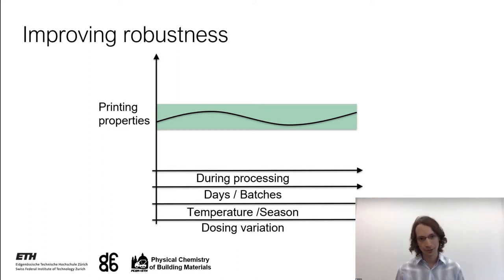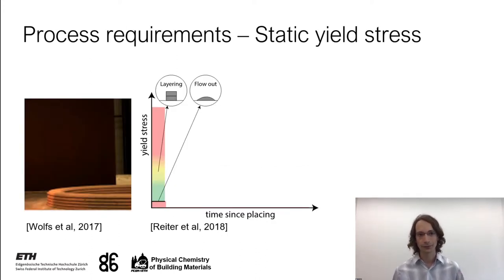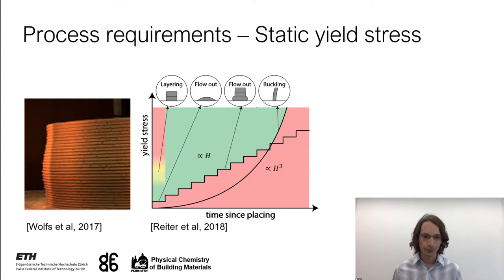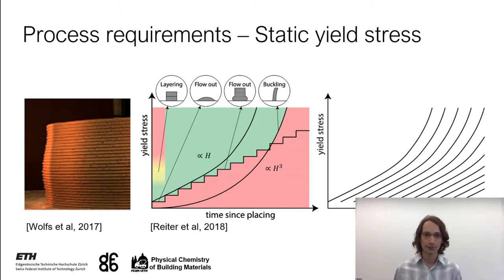And the material should be robust to some small dosing variations, for example, the water content being slightly wrong. So material robustness here is really key, especially for the two main printing parameters. These are the static yield stress at the time of deposition, making sure that the material stays in place. And then as we are building higher, the yield stress should increase over time. So structuration rate is important so that the strength buildup outperforms the loading that we apply. And we have to then make sure to not have plastic collapse and elastic buckling. This gives us basically a characteristic to be fulfilled by the material that looks like this.